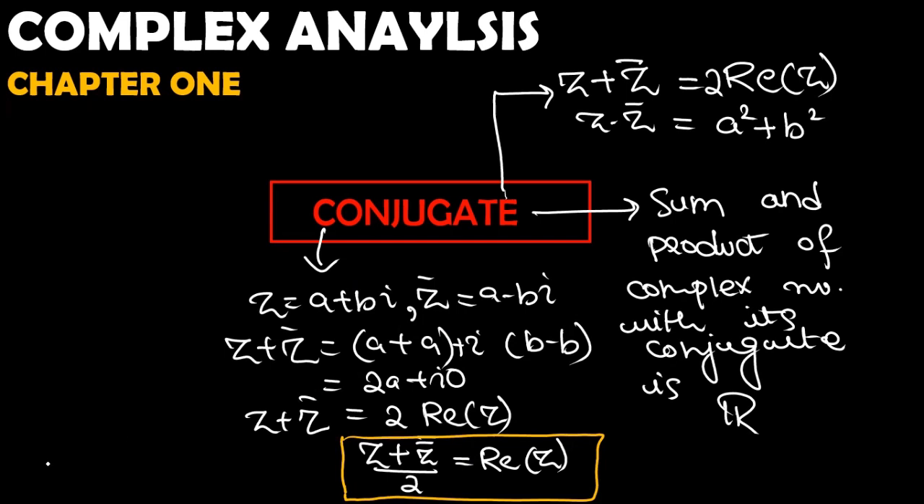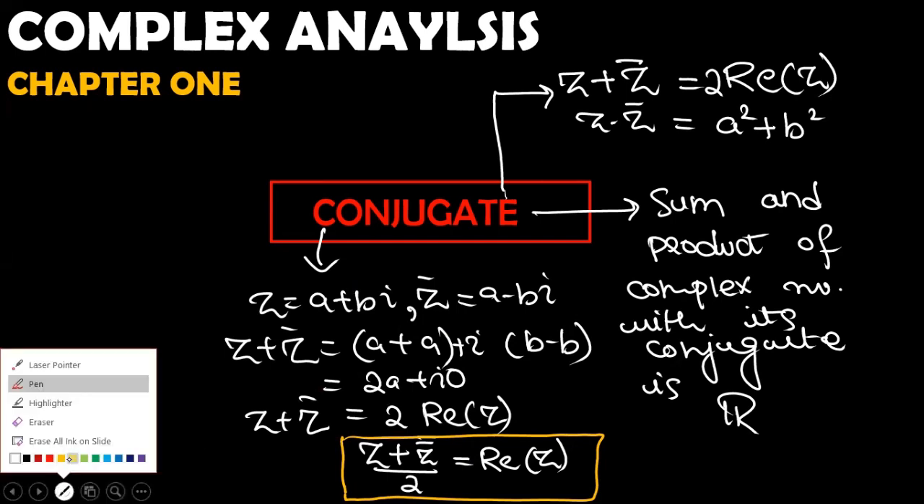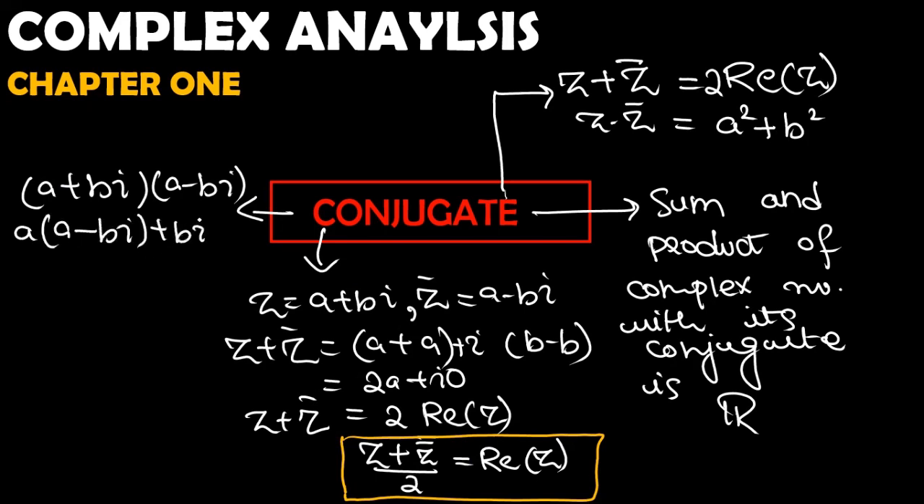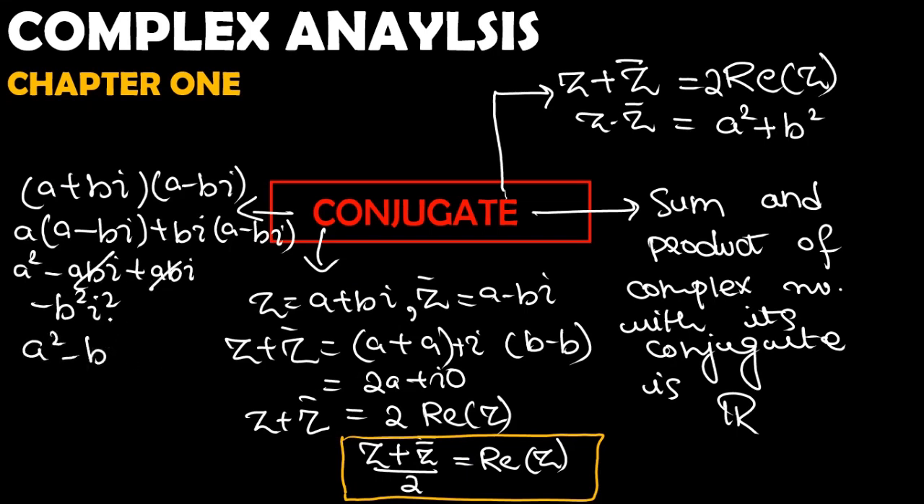So now the multiplication. If I have a conjugate, so a plus b iota, now I verify this result for you, so a minus b iota. So how can I multiply them? By using the distributive property. So a into a minus b iota plus b iota into a minus b iota. So we get a square minus ab iota plus ab iota minus b square iota square. So this will cancel with this. So we get a square minus b square iota square.